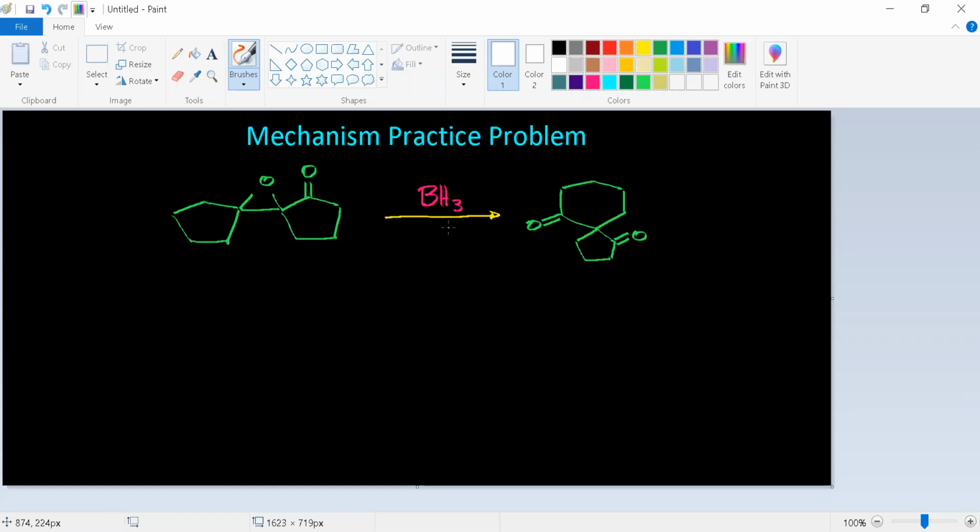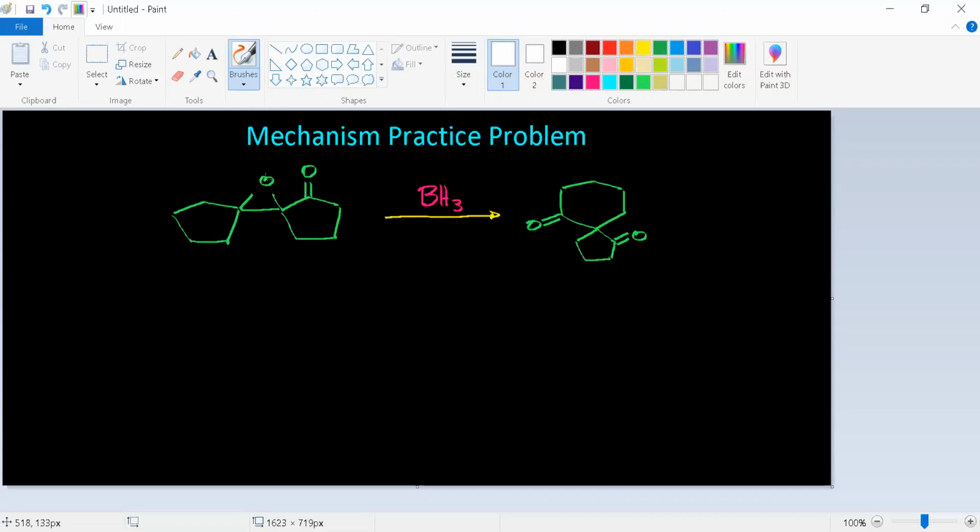So the takeaway here is that borane is actually a Lewis acid. Remembering from general chemistry, a Lewis acid is not a Bronsted acid. It's actually an acid that has an empty p orbital that can accept electrons. So in this case, we're going to see boron here take electrons from one of these oxygens.